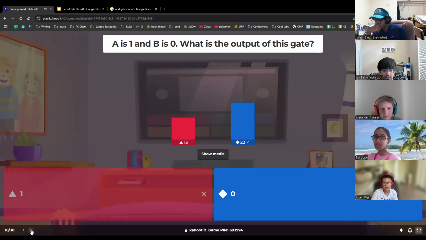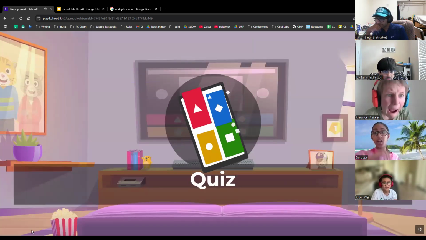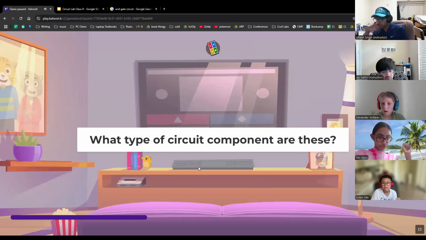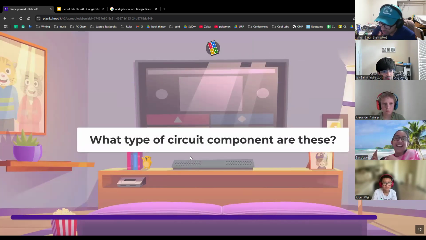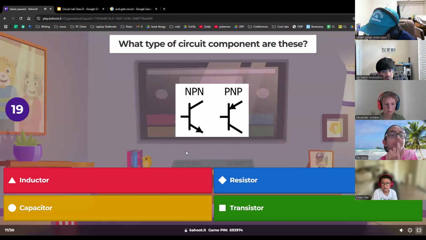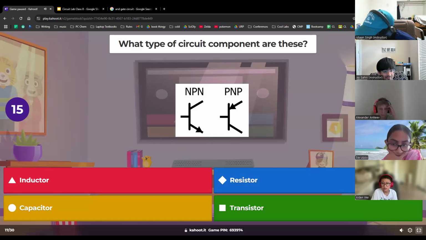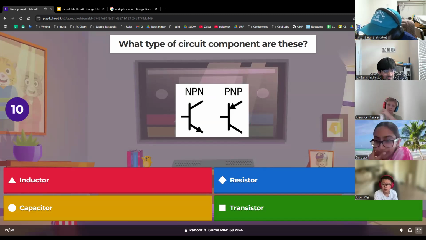So that's our AND gate. Again, it's the same thing with solving actual circuits. We didn't really talk about this actually, so it's good that this is included.